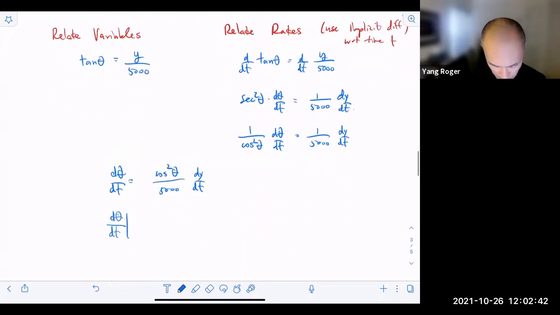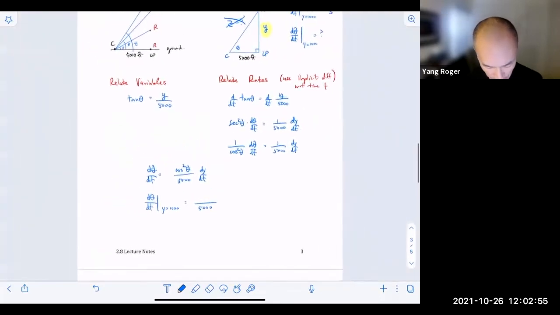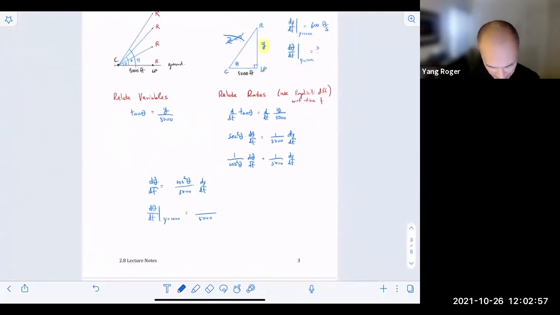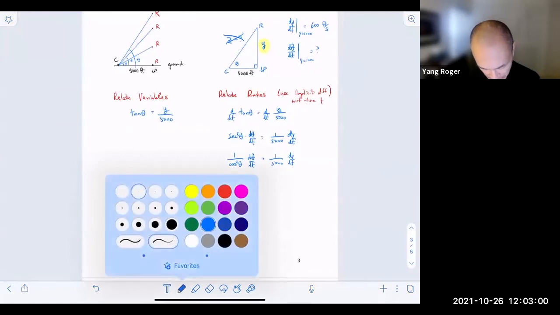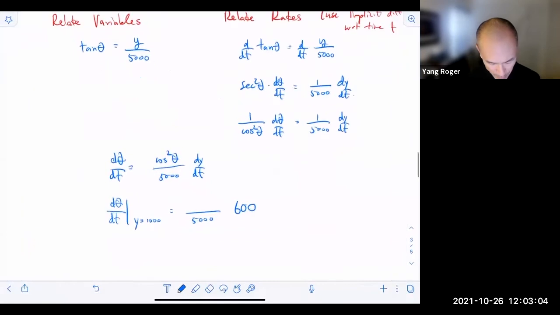And now what I want to do is figure out what that change in angle with respect to time is when y is equal to 1,000. Now we saw that dy dt was given to be 600, so I can write times 600 over here. But what should I put here? What's cosine squared theta? How do I figure that out?